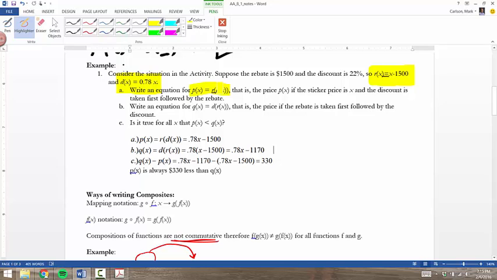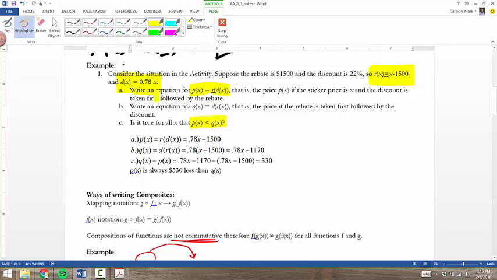So in other words, I'm going to take the discount first and then the rebate. And then part B, we're going to say, let's develop a new function that's the opposite. So d of r of x. Okay, and then finally we want to look at, well, what happens in every case? Is it always true that p of x is less than q of x?